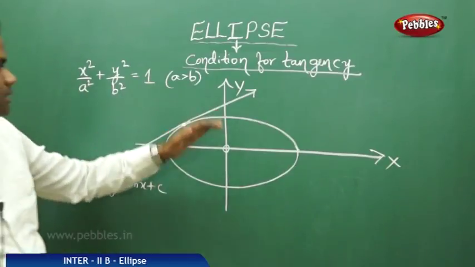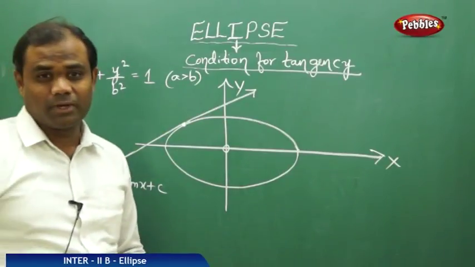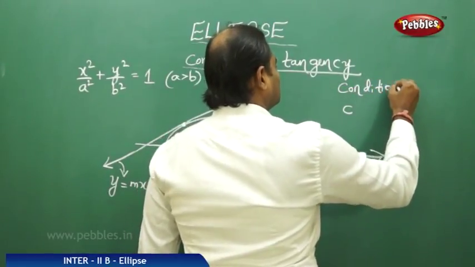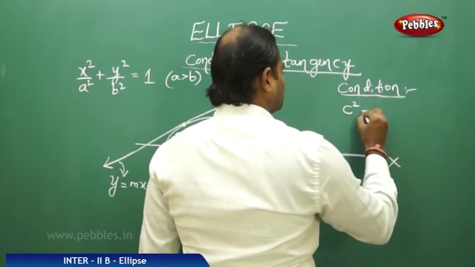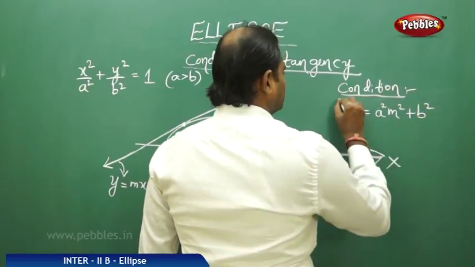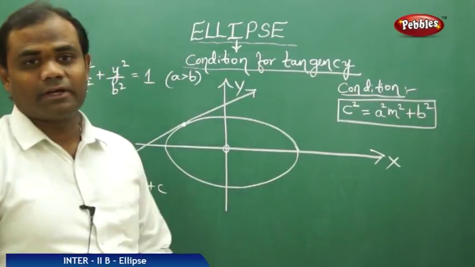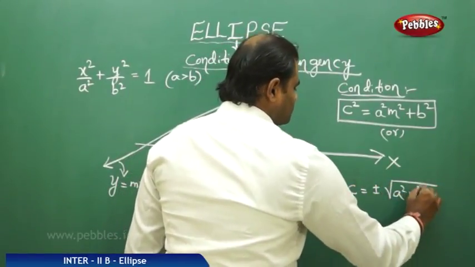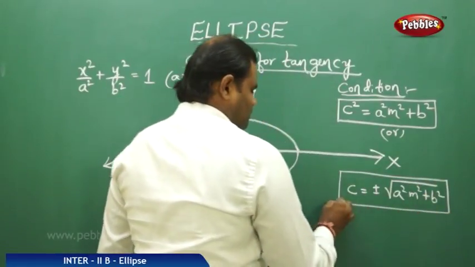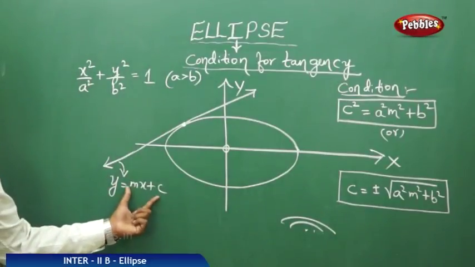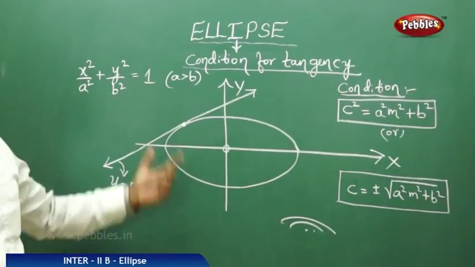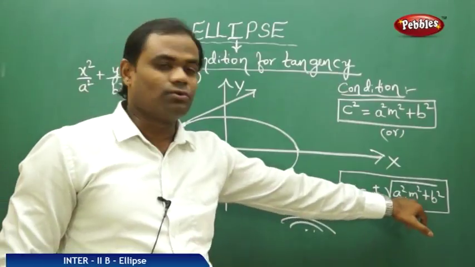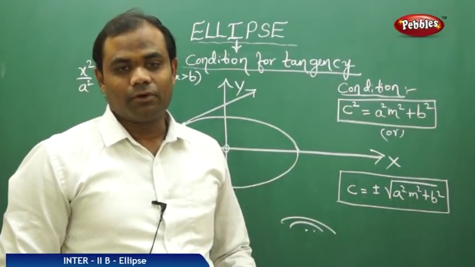So the condition for this line to be a tangent to the ellipse x²/a² + y²/b² = 1 is simply that c² = a²m² + b², is how we identify the condition. Or this can also be taken as c = ± √(a²m² + b²). So the condition for y = mx + c to be a tangent to the ellipse is that c² must be equal to a²m² + b², or c must be equal to ± √(a²m² + b²). Condition for tangency.